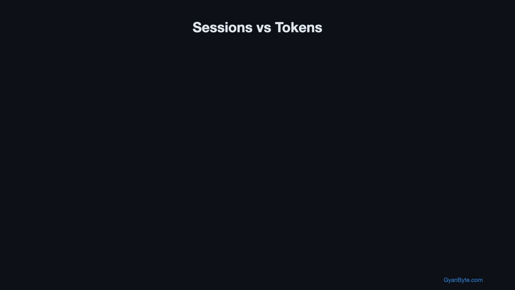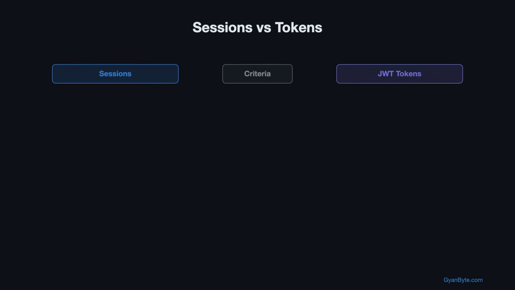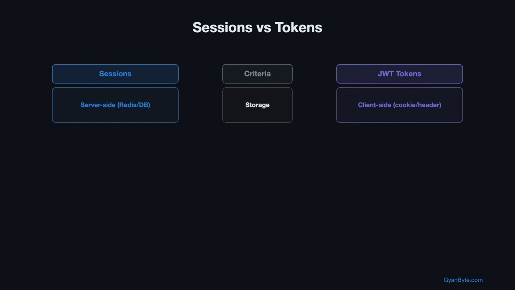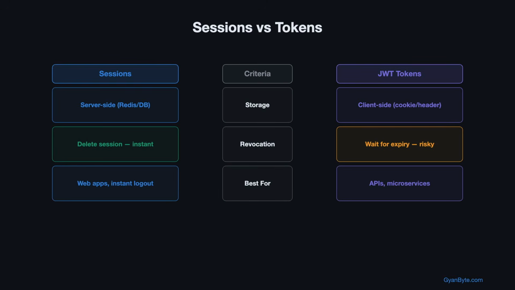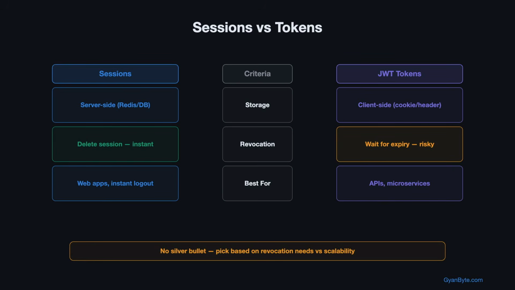Should you use sessions or tokens? Here is the honest comparison. Sessions live on the server, tokens live on the client. Revocation, the biggest one. Sessions, you delete the record and the user is out instantly. But with JWTs, you wait for the expiry. Sessions for web apps and tokens for APIs. So clearly there's no clear winner. Pick based on your revocation needs.